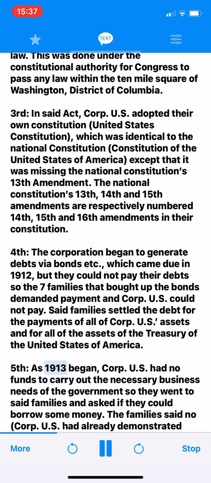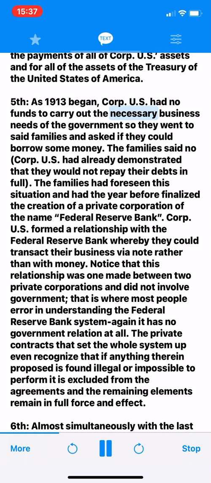Fifth, as 1913 began, Corp. U.S. had no funds to carry out the necessary business needs of the government, so they went to said families and asked if they could borrow some money. The families said no. Corp. U.S. had already demonstrated that they would not repay their debts in full. The families had foreseen this situation and had the year before finalized the creation of a private corporation of the name Federal Reserve Bank.